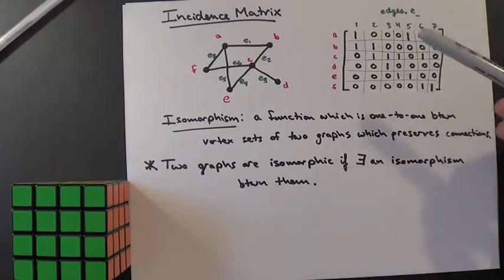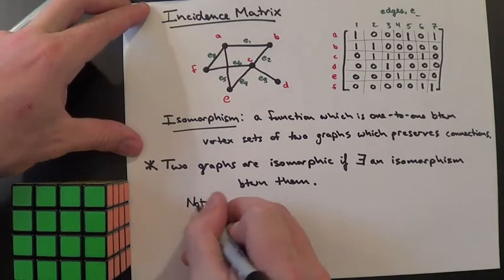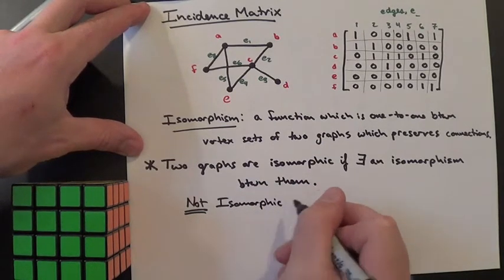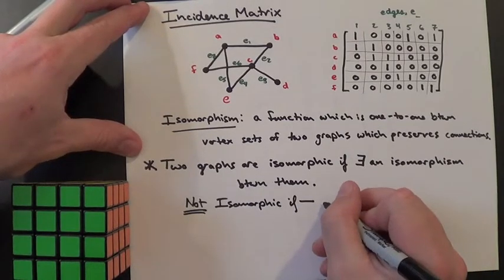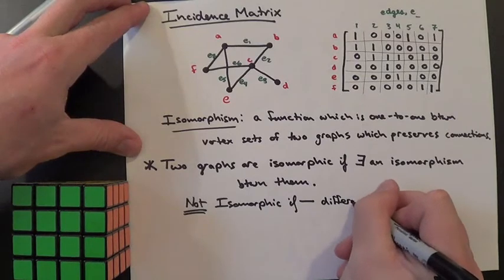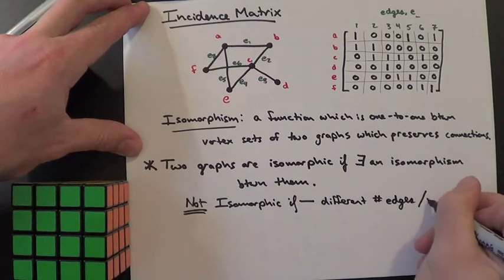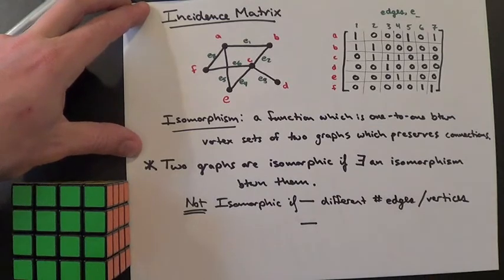If we can simply show that two graphs, for example, don't have the same number of vertices, then they're not isomorphic. If they don't have the same number of edges, they're not isomorphic. So those are two quick ways to show that two graphs are not isomorphic. Again, not isomorphic if different number of edges or vertices.